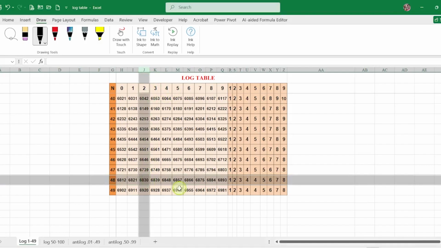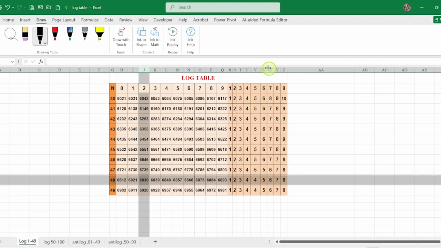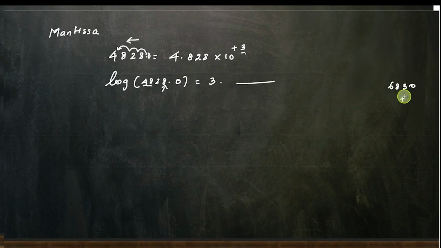This number I have to write: 6830. So let me write 6830 here. Then plus the fourth digit, which here is 8. Now I have to go to the mean difference and find what number is given under 8. Here the number is 7. So let me add 7 here. If I'm adding it, I will be getting 6837. Is it easy? Yeah.